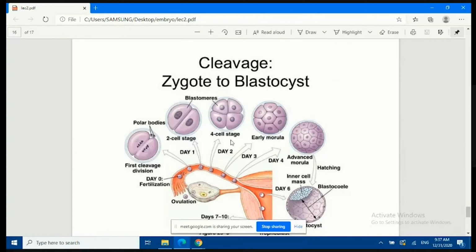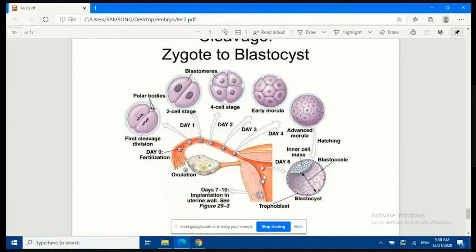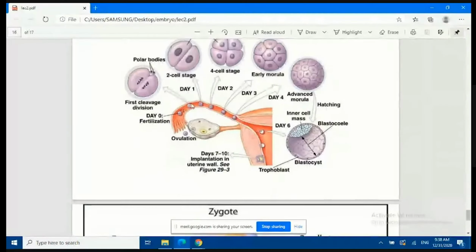In the second day we're going to have the 4 cell stage. In the third day we're going to have an early morula. Then we're going to have an advanced morula. Okay, and on the 6th day we're going to have a blastocyst. You see, students, after fertilization happened, this structure will just move inside the fallopian tube till it reaches the uterus. And in the 7th day until the tenth day the implantation will happen in the uterine wall.